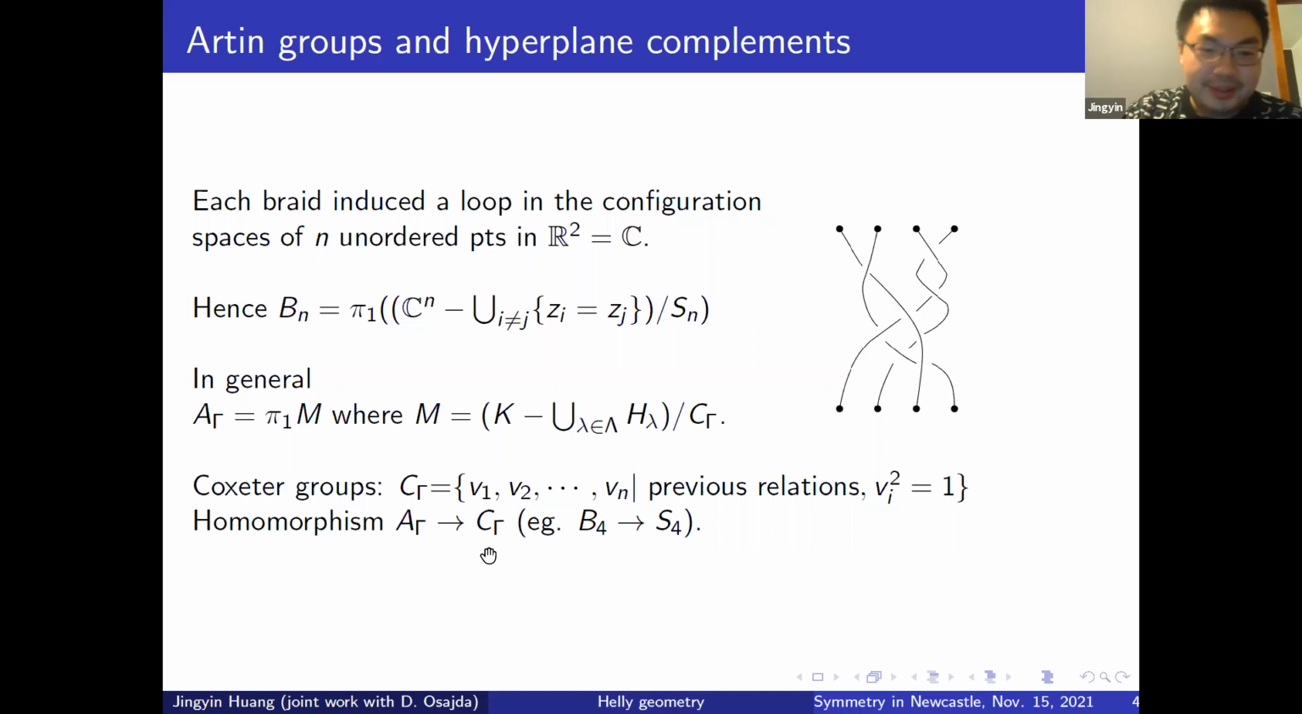And then there's an obvious homomorphism from the Artin group to the Coxeter group, because the Coxeter group is defined by adding some more relations. This generalizes the homomorphism we see from the braid group to its permutation group of strands. Okay. Any questions so far?